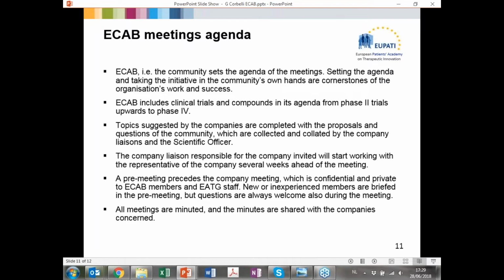Before the meeting with the companies, anyway, we have an internal briefing, a pre-meeting to present the agenda, go through the list of questions and try to understand if there are other topics of interest. So we have a preparatory pre-meeting during the Ecab meeting itself. And all the meetings are minuted, and the minutes are shared with the companies and, of course, among members also.